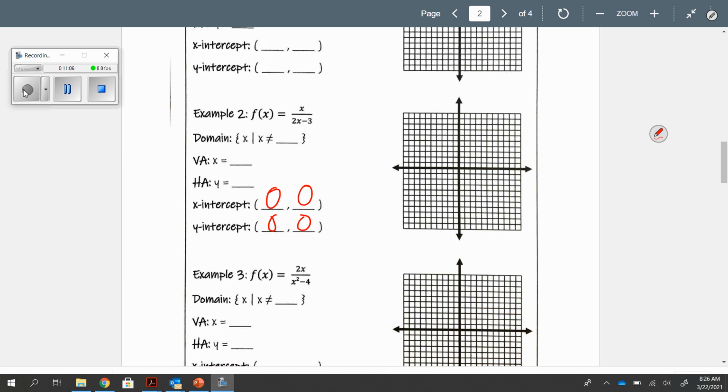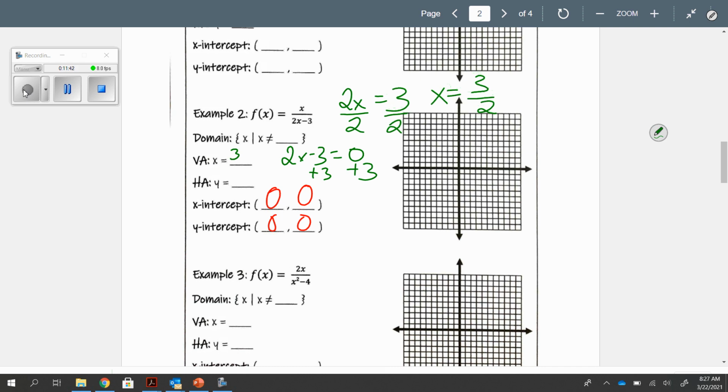And remember, we do that by setting the denominator equal to 0. So 2x minus 3 equals 0. Let me switch colors. Sorry, I don't want us to get mixed up. Make that green. 2x minus 3 equals 0. Plus 3, plus 3. That's 2x equals 3. What's the last step to get x by itself? Divide by 2. Divide by 2. x equals 3 over 2.